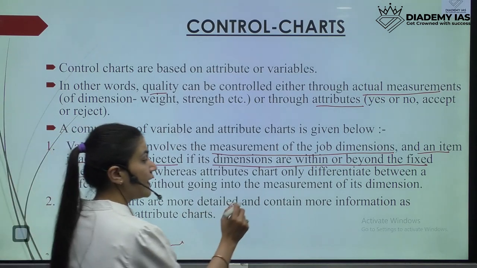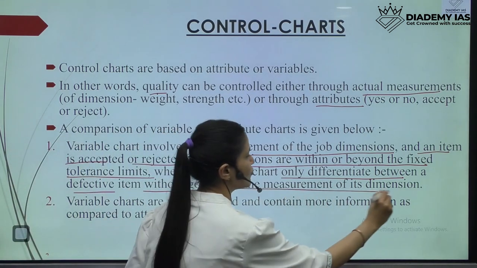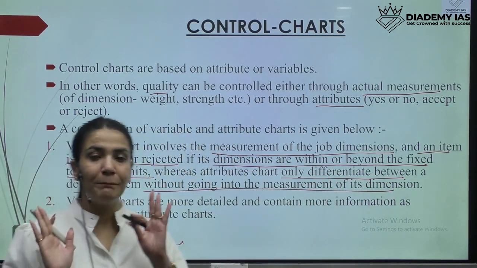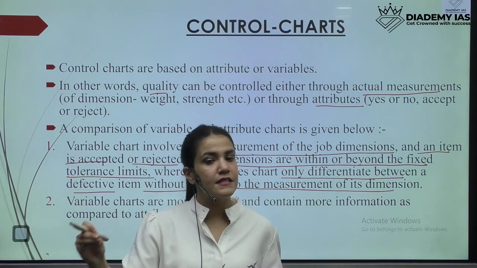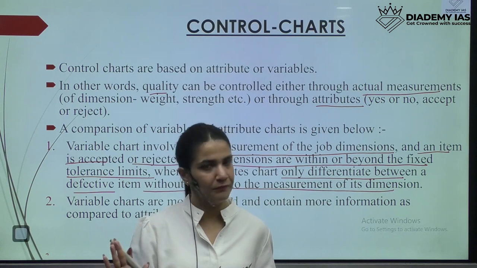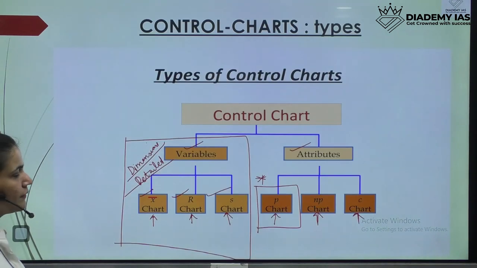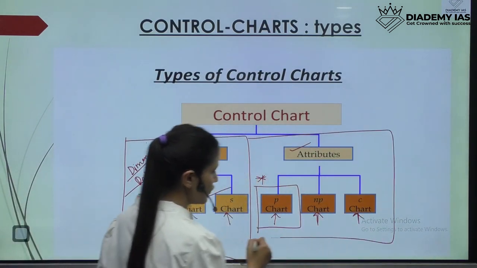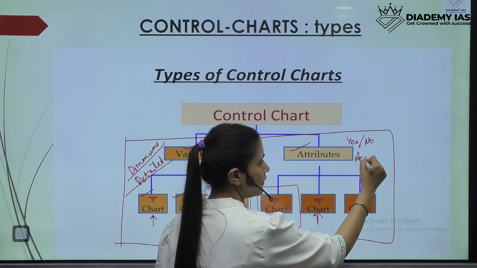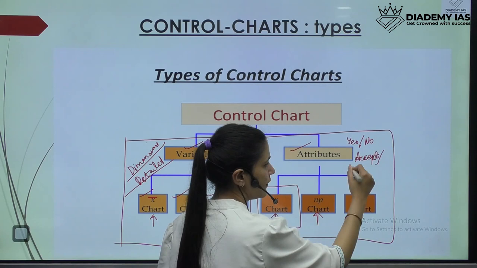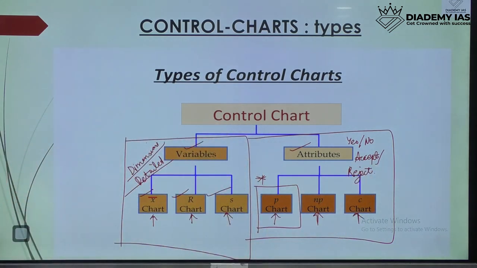attribute, so there they are going to only differentiate between a defective item without going into the measurements of its dimension. They're just going to identify, okay, this is a defective piece or this is not, this is acceptable or this is rejectable, right? So once they are going by those norms, they are going to be using the attribute charts, which is either yes or no, or accept or reject. Right? Clear?